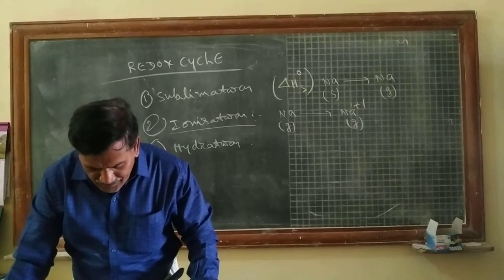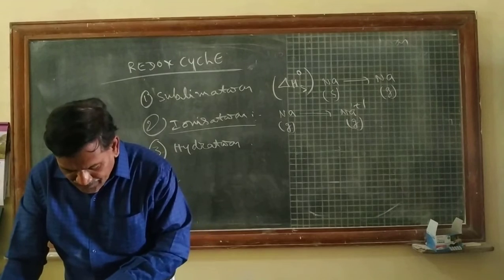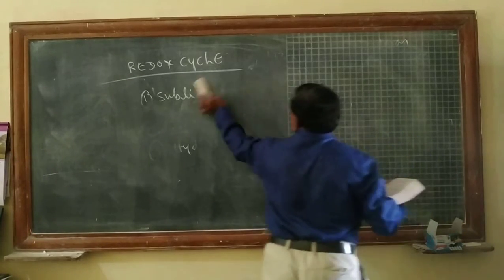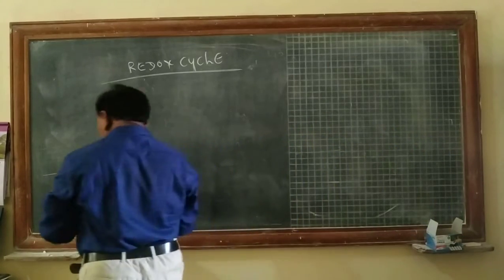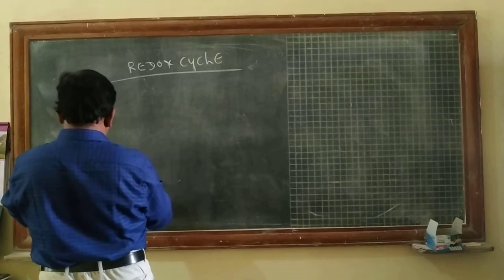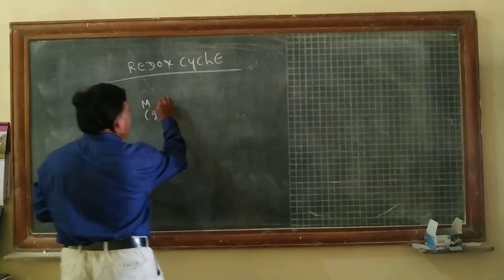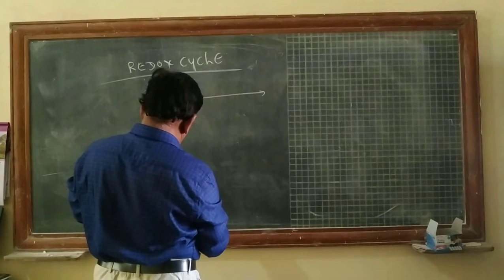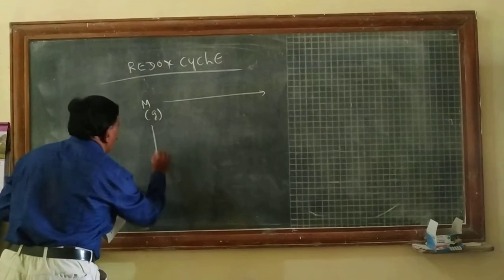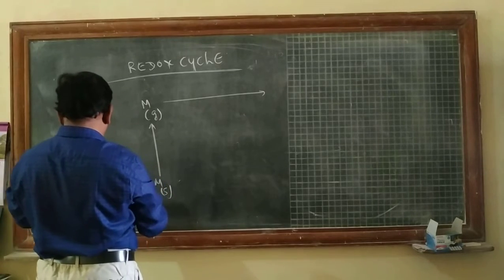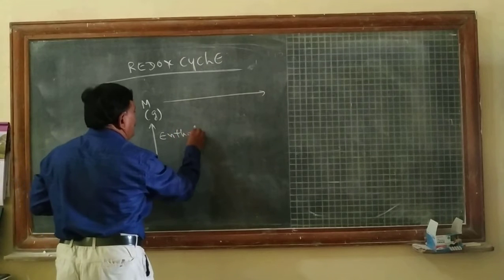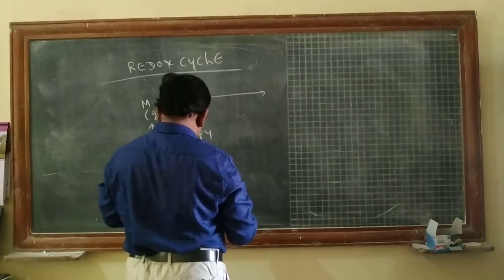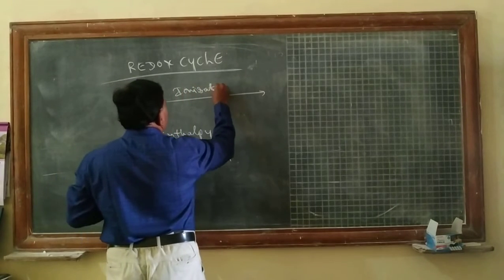And the last one is the hydration process. It means that when a gaseous ion is formed, it is hydrated to an aqueous solution. So the cycle consists of these 3 processes: sublimation, ionization, and hydration. We can write the first one, the ionization energy of M gas, and this is M solid. This is called the enthalpy of sublimation. And this is called the ionization energy.